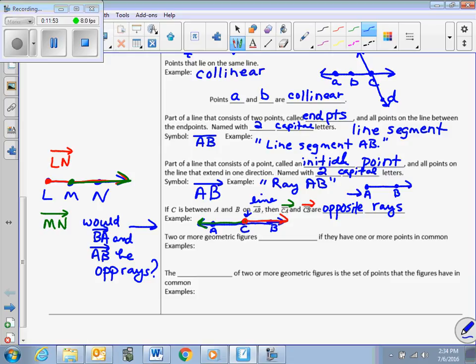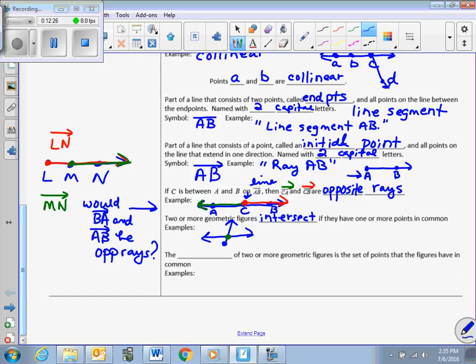All right, two or more geometric figures intersect if they have one or more points in common. Example, well, let's just take a line and a ray. All right, here's my point in common. They intersect. All right, you can have intersecting figures, you can have intersecting lines, rays, not intersecting points because they don't extend in any direction. They're one-dimensional. The intersection of two or more geometric figures is the set of points the figures have in common.